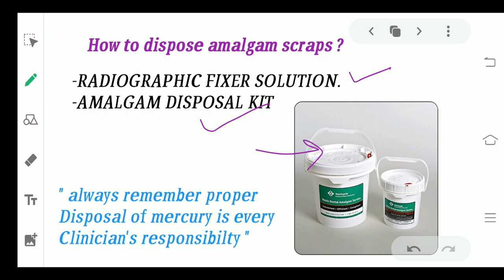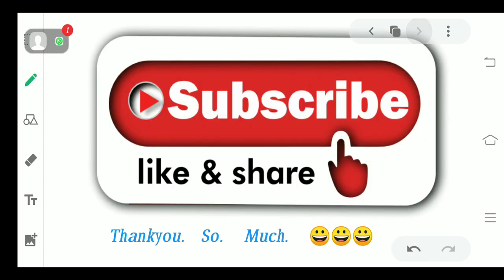So always remember, it is the responsibility of a clinician that proper disposal of amalgam should be done. It should not be left free in the environment, because the dentist and the dental assistant are the ones who are most exposed to this kind of risk factor, not the patient. The patient will go home at last, but you are the one who will be in the environment. So it is important to properly dispose of the amalgam after you have used it.